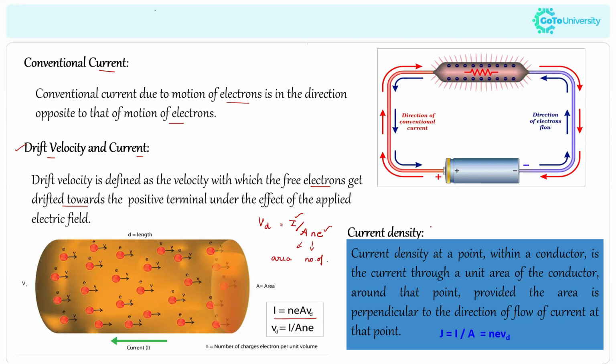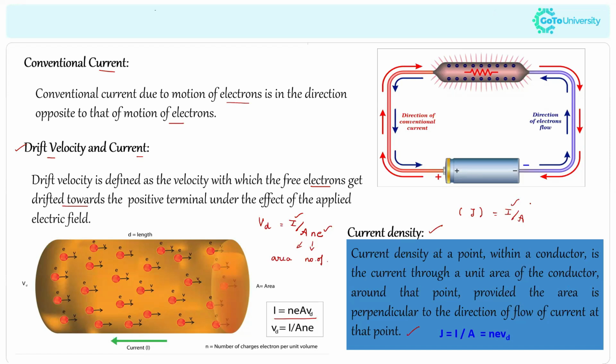Okay. Now the next main topic is current density. So current density is nothing but, at a point within a conductor, the current through a unit area of the conductor around that point, provided the area is perpendicular to the direction of flow of current at that point. In general, the current density is represented using the letter J, and it is calculated using the formula I divided by A.